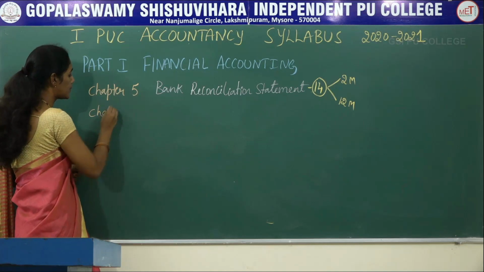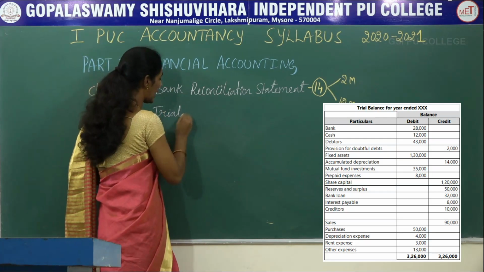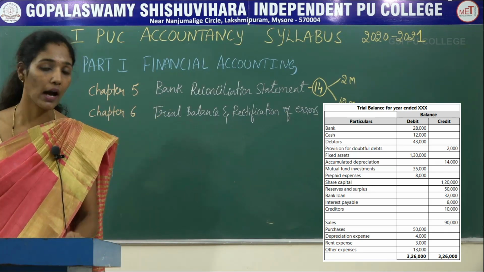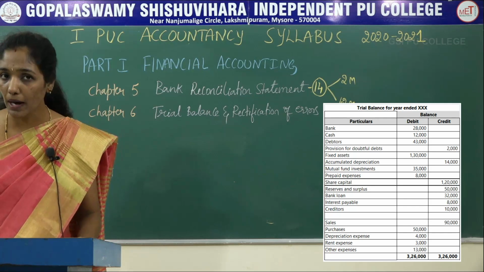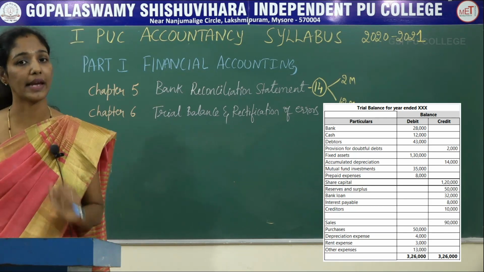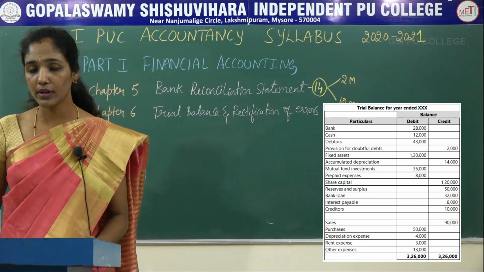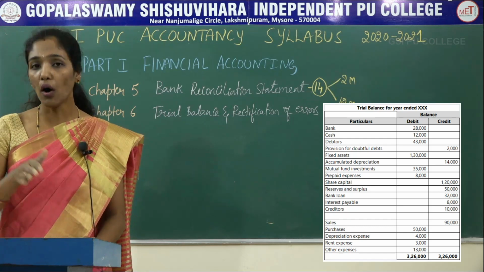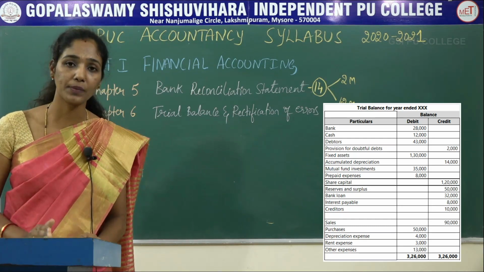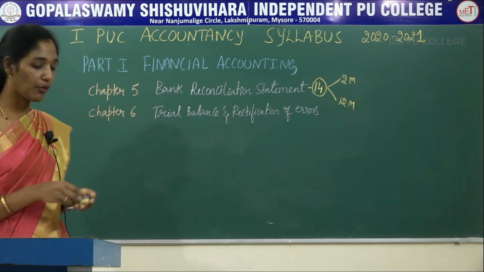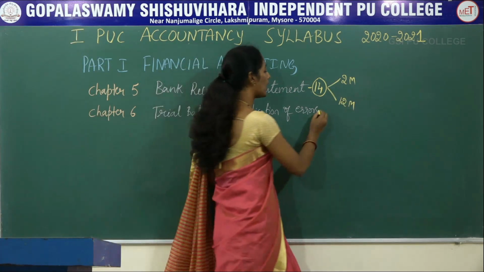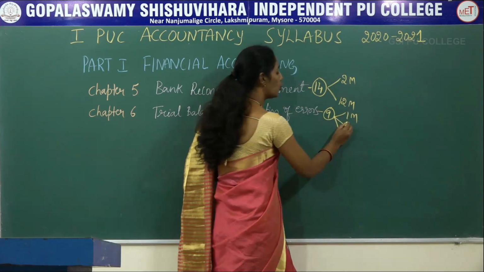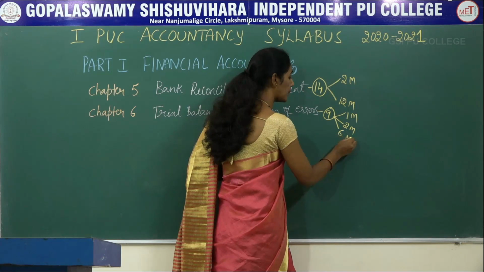The next, chapter 6, trial balance and rectification of errors. This chapter explains the meaning and the process of preparation of trial balance, types of errors, and its rectification. The trial balance is a very important statement in the accounting process, as it shows the final position of all the accounts, and it also helps in preparing final statements. For this chapter, a total of 9 marks is allotted. Out of 9 marks, you can expect 1 mark 1 question, 2 mark 1 question, and 6 mark 1 question.